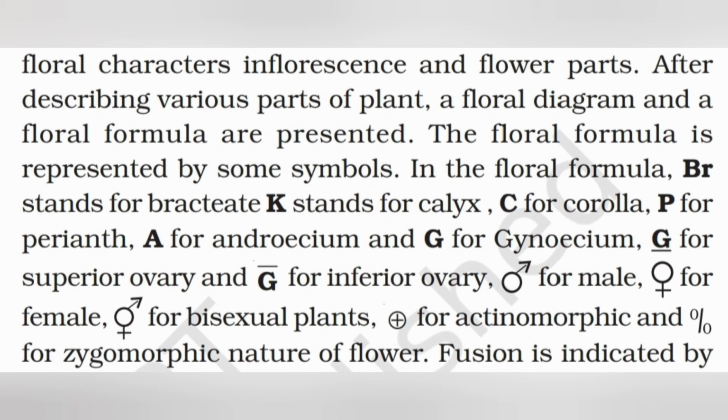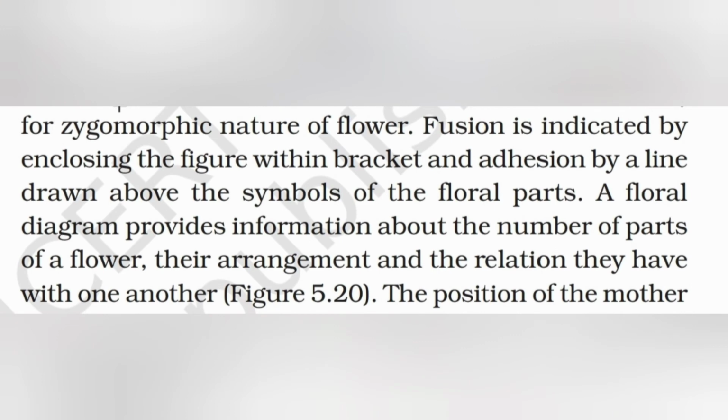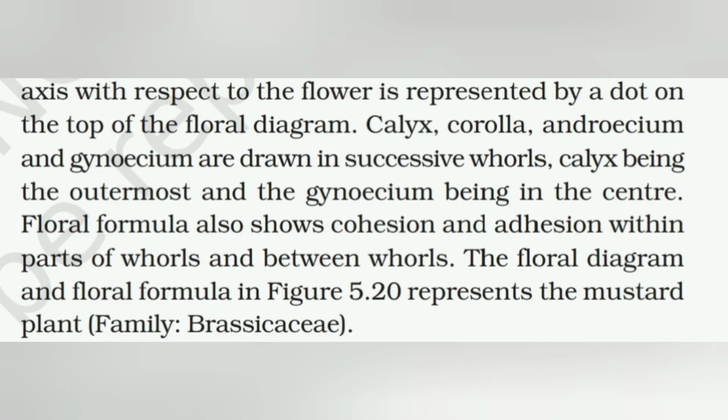Fusion is indicated by enclosing the figure within brackets and adhesion by a line drawn above the symbols of the floral parts. A floral diagram provides information about the number of parts of the flower. For example, if 4 androecium are there, then A will be written with the subscript 4, which will represent 4 stamens in the androecium. Their arrangement and relation are also shown with the figure.